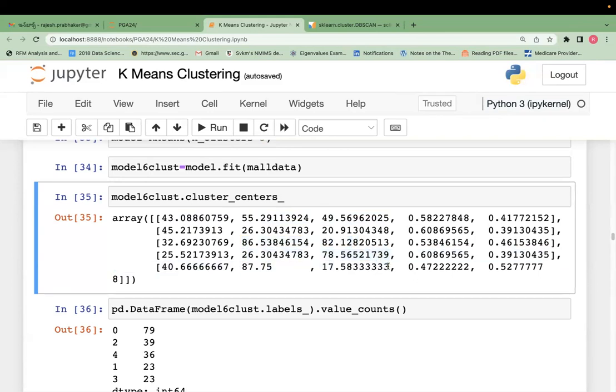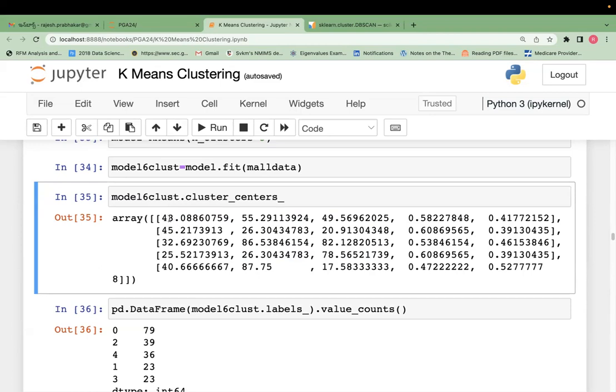Okay. So you can categorize and give names: high income, low spending; low income, high spending. That way you can categorize them into groups. We have to choose the variables which are important. In retail data, income and spending is important. Age is not much of a difference here, but age also you can add.